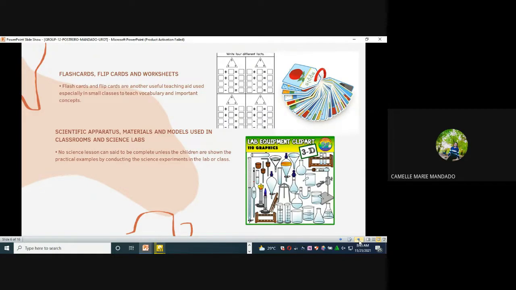Flashcards and flip cards are another useful teaching aid used especially in small classes to teach vocabulary and important concepts. Scientific apparatus, materials, and models used in classrooms and science labs. No science lesson can be said to be complete unless the children are shown practical examples by conducting science experiments in the lab or class.